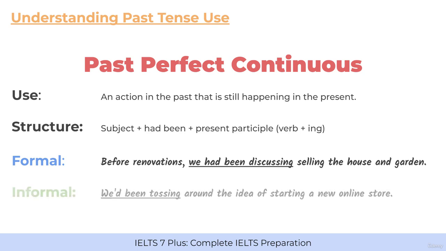Okay, let's see the informal example. Here we have our contraction. Of course, contractions generally are a bit more semi-formal or informal within use. We'd been tossing around the idea of starting a new online store. Tossing around is a bit of a phrasal verb, and it's actually quite an informal phrasal verb too. We'd been tossing around the idea of starting a new online store.